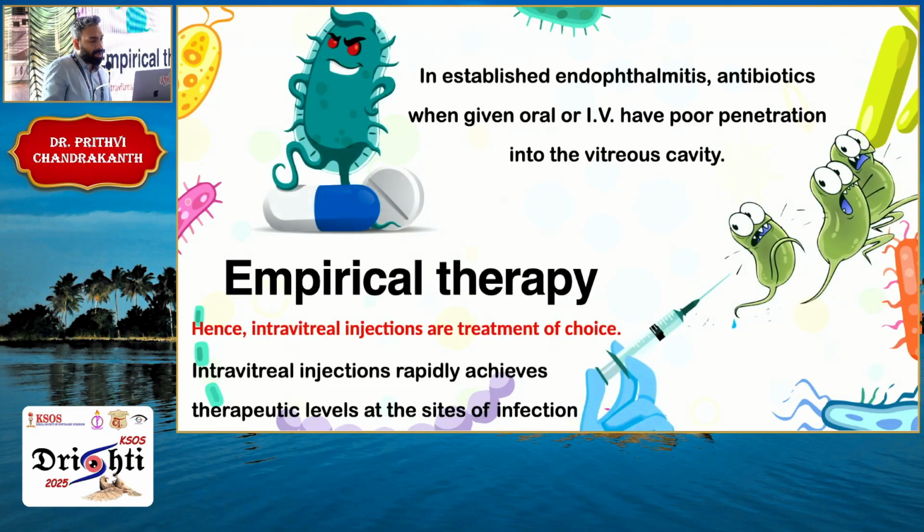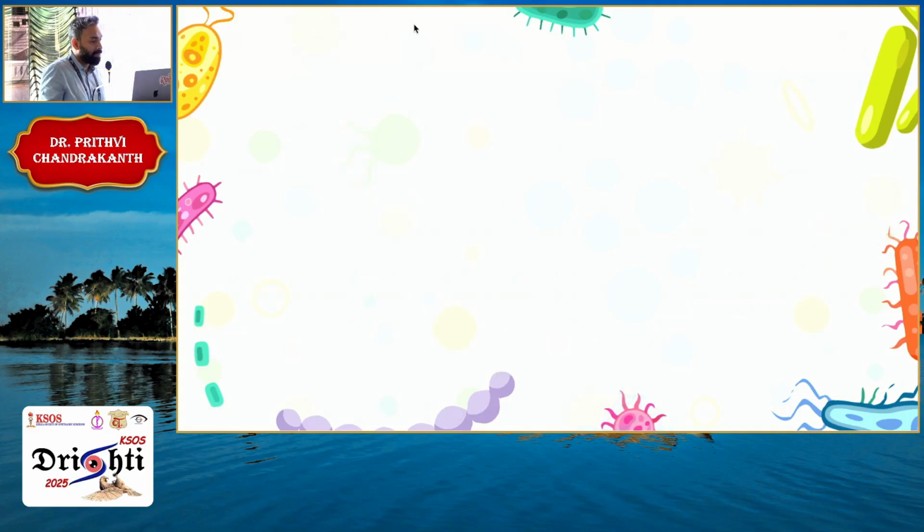And in established endophthalmitis, antibiotics given orally or IV have really poor penetration into the vitreous cavity. It is always better to go with the empirical therapy. Hence, intravitreal injections are the treatment of choice, and intravitreal injection rapidly achieves the therapeutic levels at the site of the infection. So this is very important.